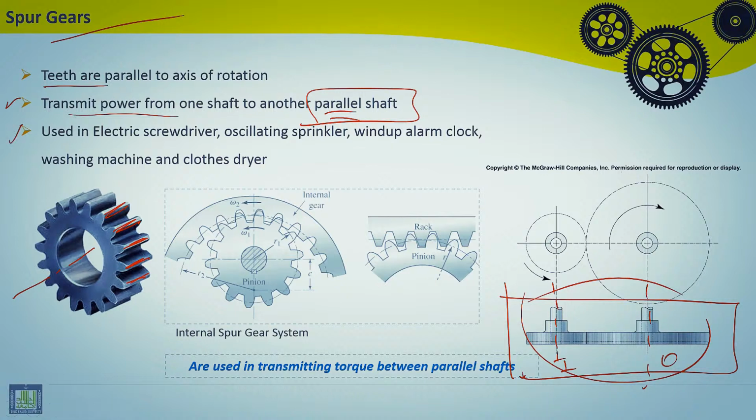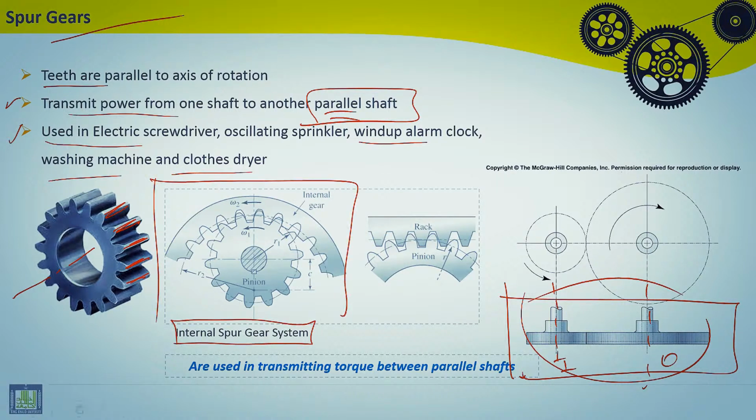Third feature, used in electrical screwdriver, oscillating sprinkler, wind-up alarm clock, washing machine, clothes dryer. We can find also internal spur gear system as shown in this figure. So gearing is internal. They are used in transmitting torque between parallel shafts.